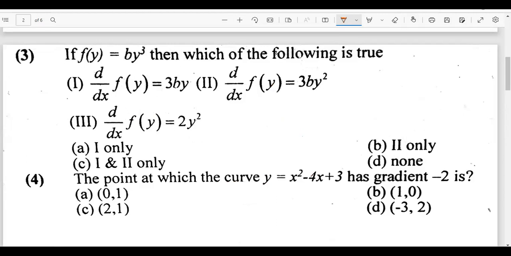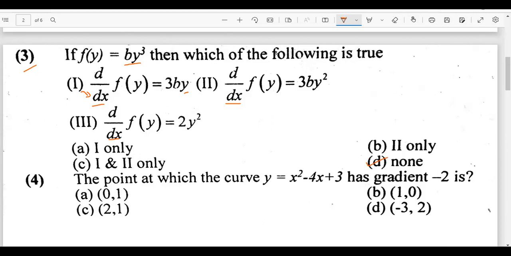Now it says, if f of y is b y to the power 3, then which of the following is true? Now the variable is y. If we differentiate it with respect to x, we are obviously not going to get anything unless it's a partial derivative, but that is not the case over here. So this is going to be none. They are differentiating it with respect to x, but they are doing it for y. So that cannot happen. The variable should be the same. That is why the answer is none.